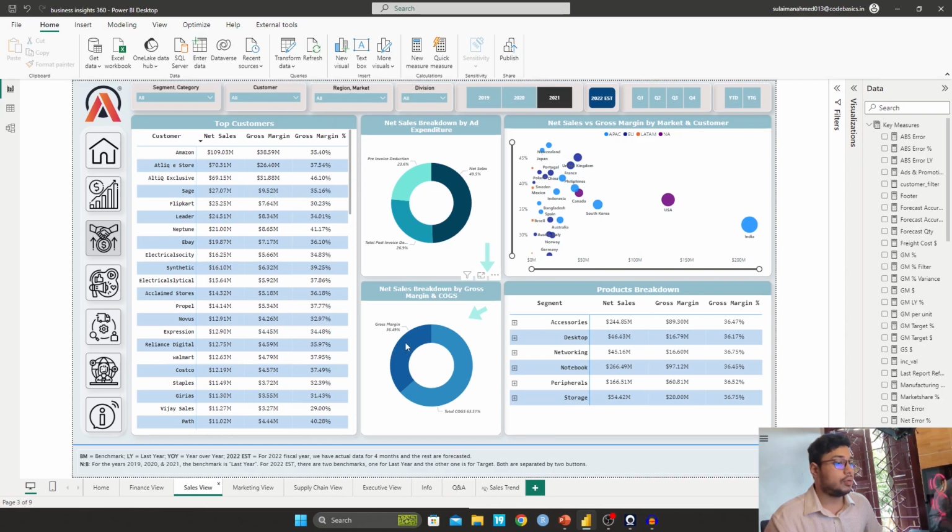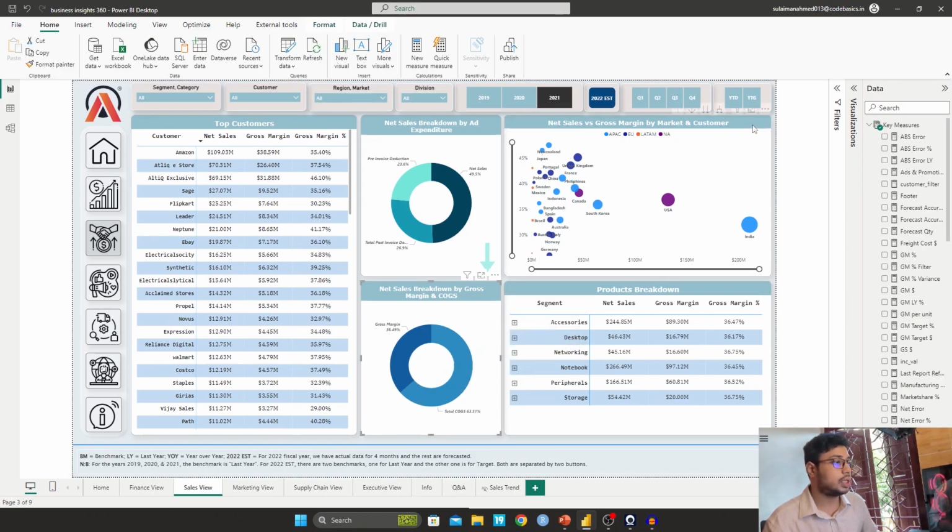And we also have two gauge charts. The first gauge chart is showing how the net sales is divided by pre-invoice deduction and post-invoice deduction, and after that, how the net sales is divided by gross margin and total cost of goods sold.